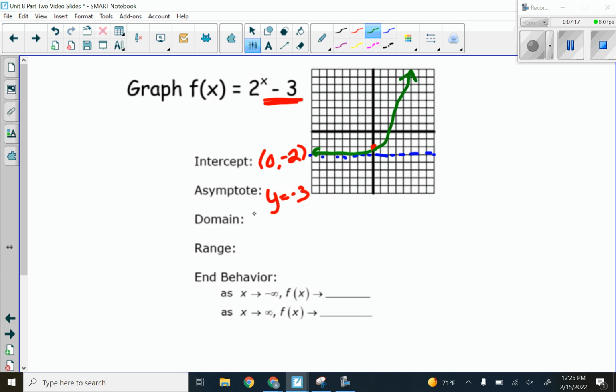So domain, still negative infinity to positive infinity. And our range this time is negative 3 to positive infinity. So as x approaches negative infinity, y approaches negative 3. As x approaches positive infinity, y approaches positive infinity. Now that is graphing exponentials.